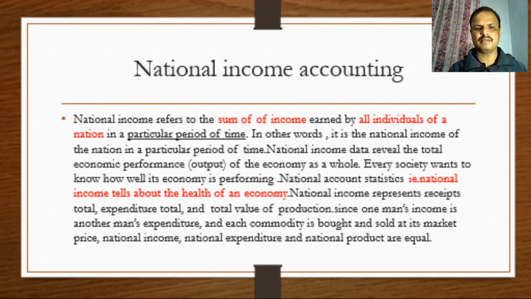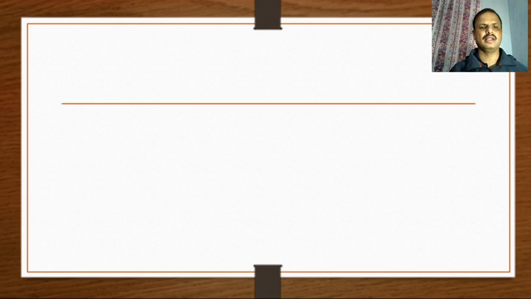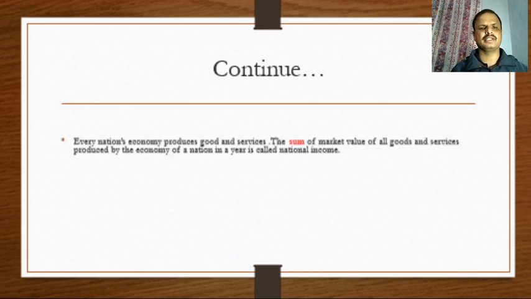Since we know in economics, this is the main basis of economics, that one man's income is another man's expenditure, and its commodity is bought and sold. Its market price, national income, national expenditure, and national product are equal. Now, as we continue, we can continue now.